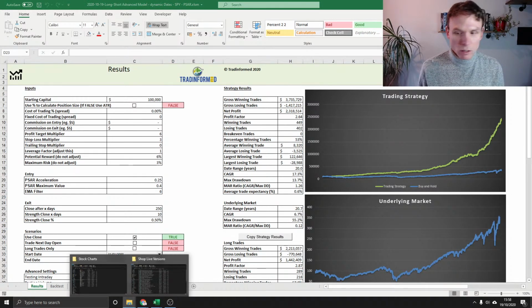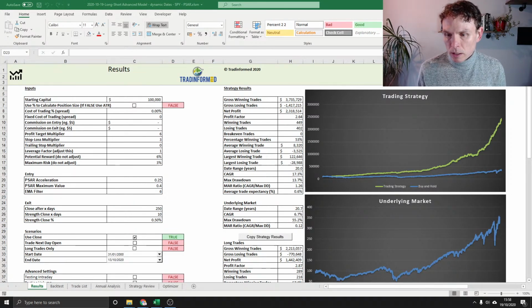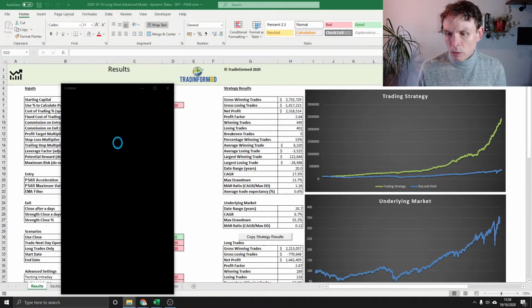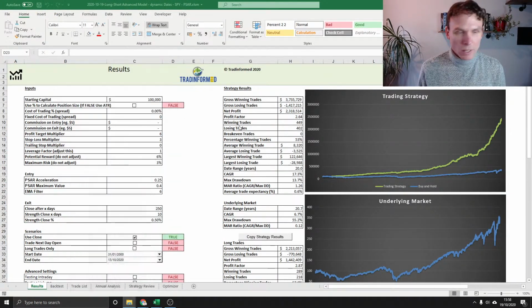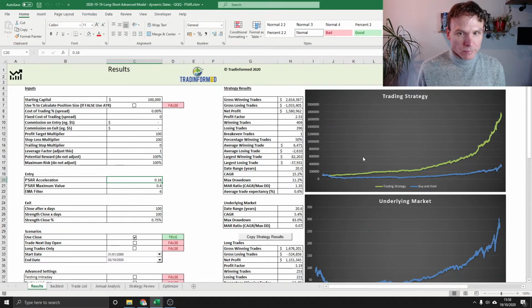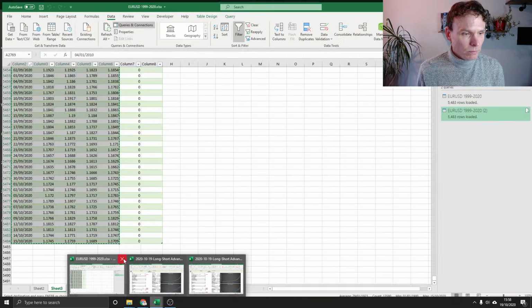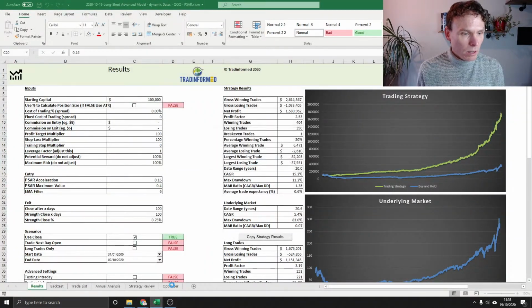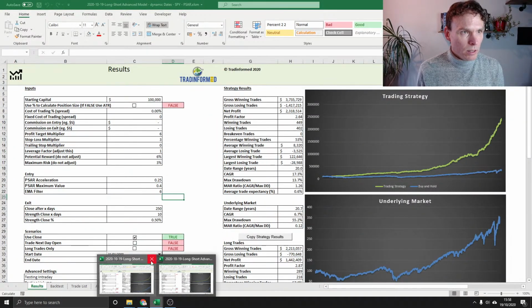But let's have a look at the next model. Another one of my favorites, the QQQ, the Qs, which tracks the NASDAQ 100. Now the Qs, let's just close down these other open models, closing down the SPY.